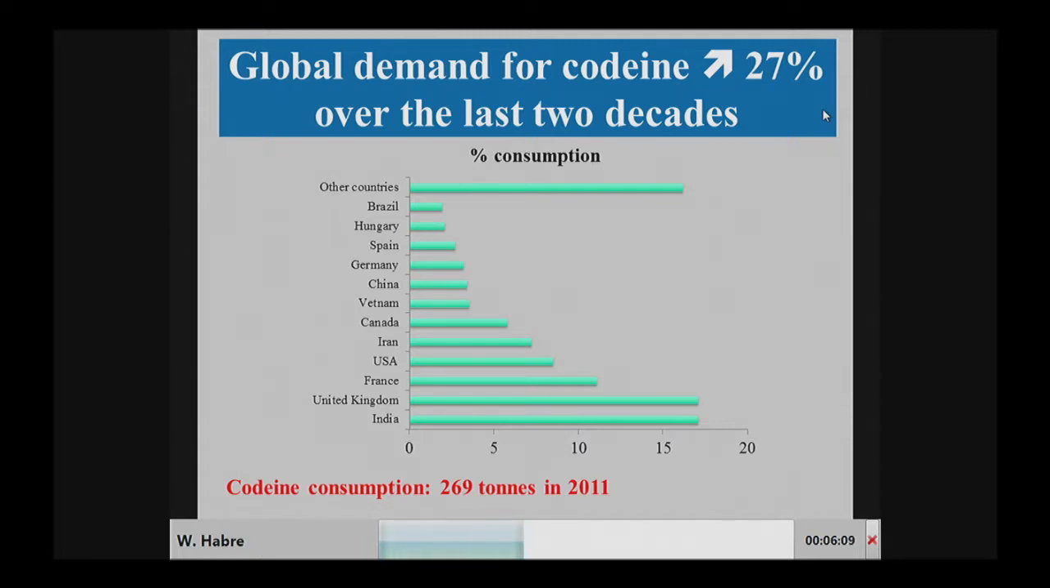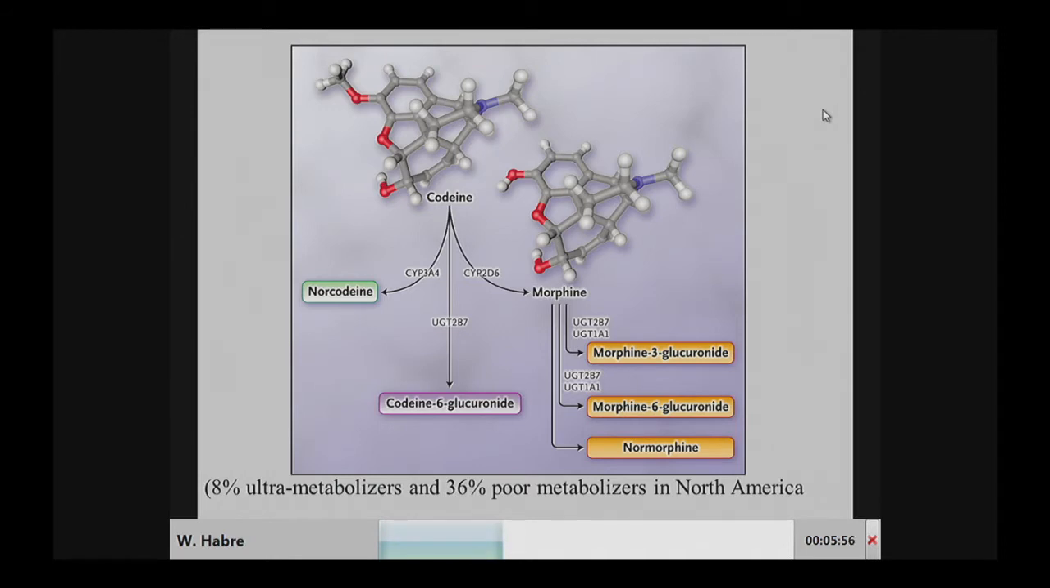Now, in 2011, 269 tons of codeine were used all over the world, particularly in the UK, in India, and also in France. It's still going on in France. They still prescribe codeine. Now, the problem of codeine is the metabolism: it has to go through the nasty CYP2D6, cytochrome D6, and the codeine has to be metabolized into morphine, which is the active metabolite.